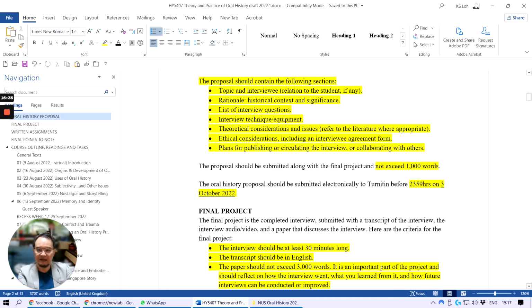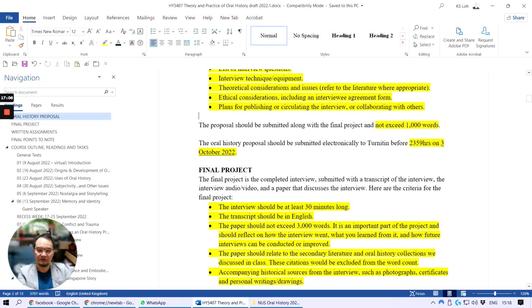And finally, as part of the proposal, you should include, if you have any plans, what are you going to do after the interview? Are you going to publish the interview on social media, or are you going to send it to the interviewee and the families of the interviewee? Are you going to send it to the community if you think that the interviewee's memories is relevant to the community, is interesting to the community?